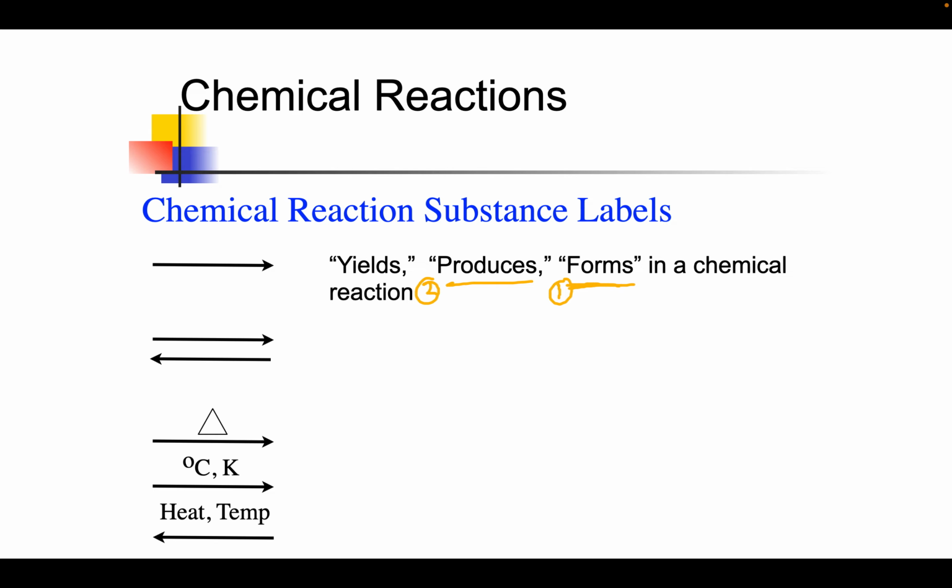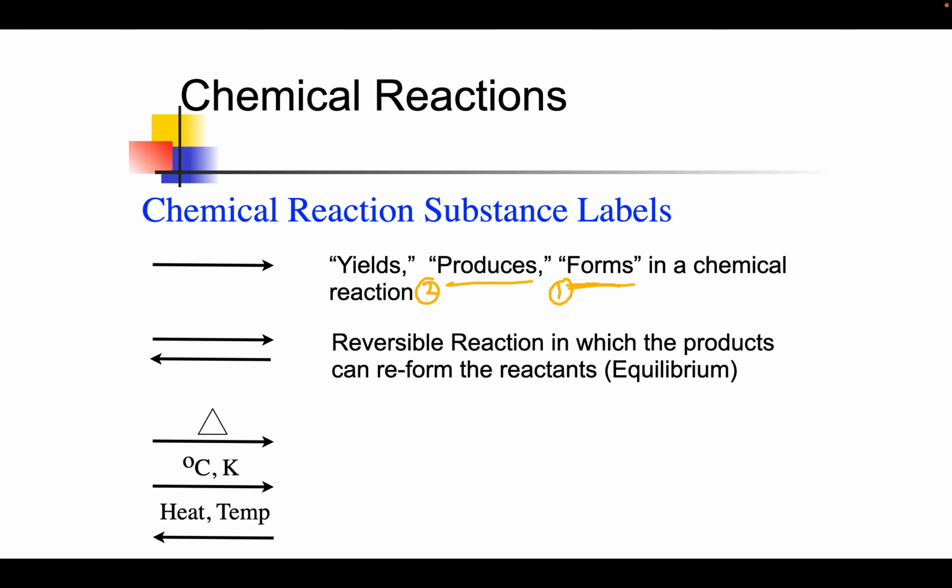The double arrow means a reversible reaction, something that can happen forward and backwards. In essence, as we just learned, with reactants on the left and products on the right, in a reversible reaction the products can then go back to the reactants.